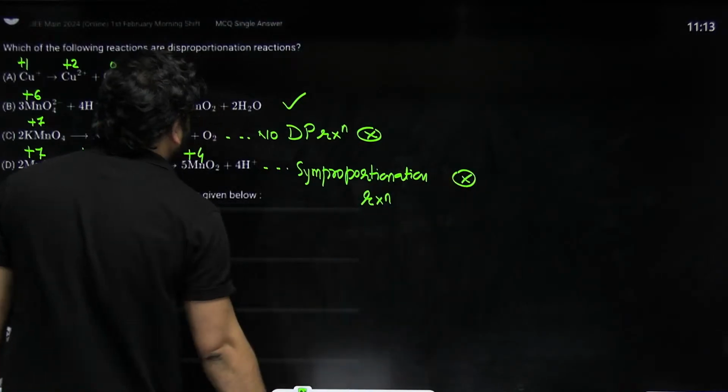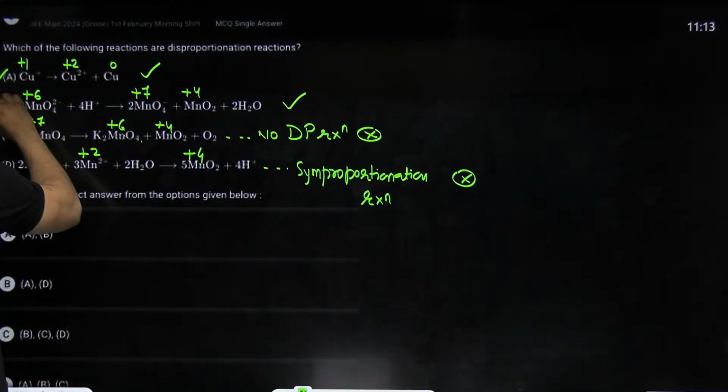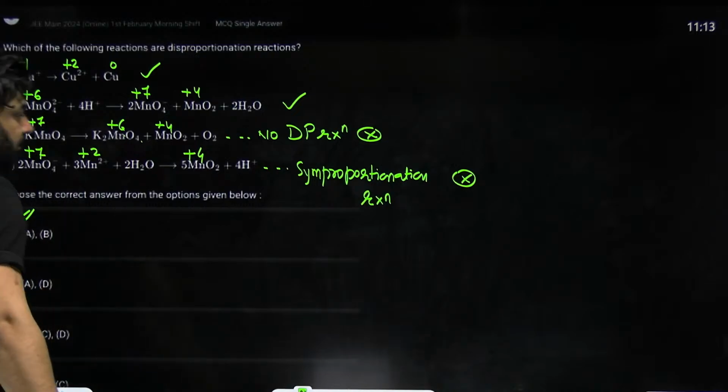Correct. So this is also incorrect. So the correct answer should be A and B. So where can you find A and B? Option number A.